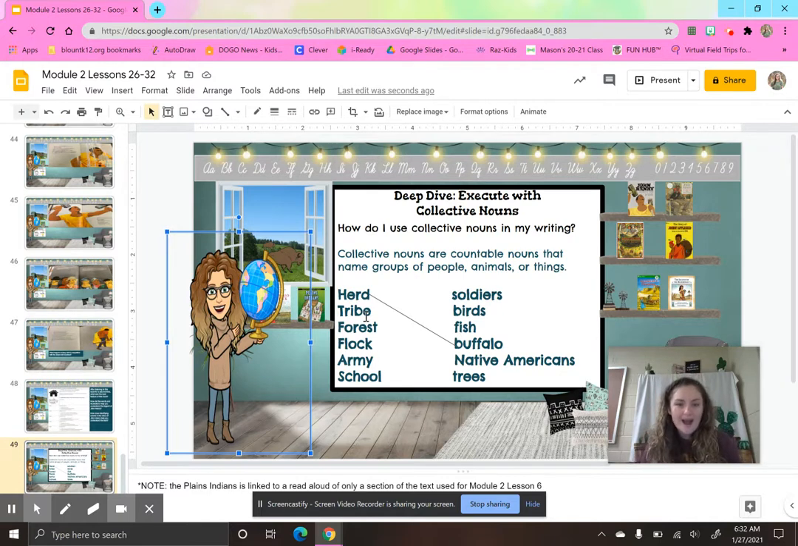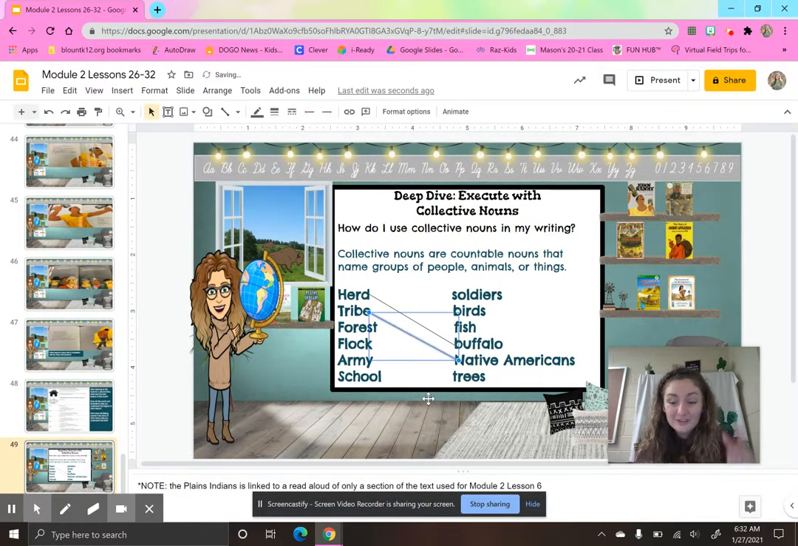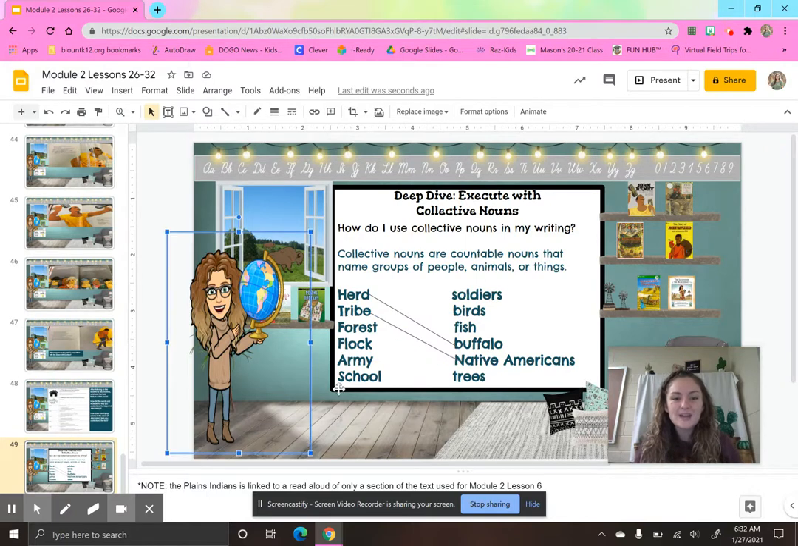All right. So tribe. Is tribe a collective group of soldiers, birds, fish, Native Americans, or trees? Tell me what a tribe is. A tribe is a large group of blank. So a tribe is a large group of Native Americans. And we've learned about that through our time with reading about the Plains Indians and the book, The Buffalo Are Back.